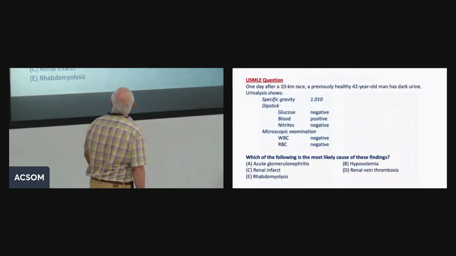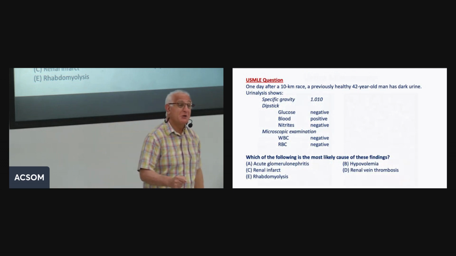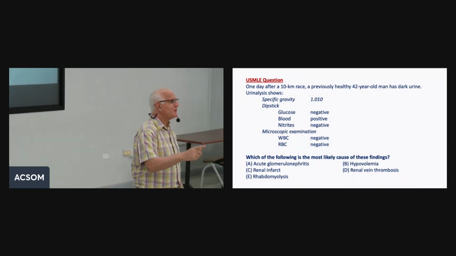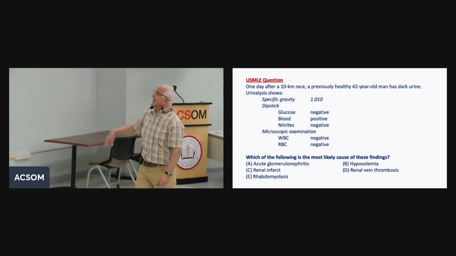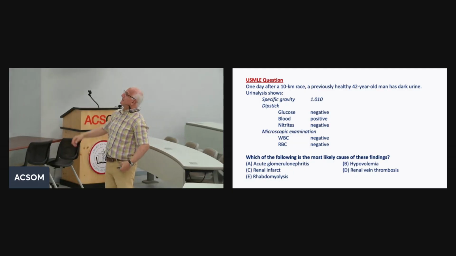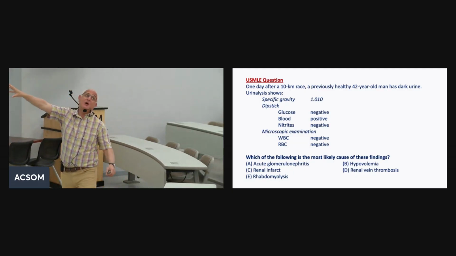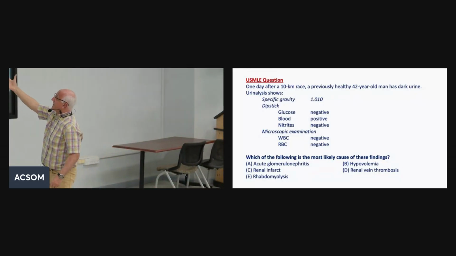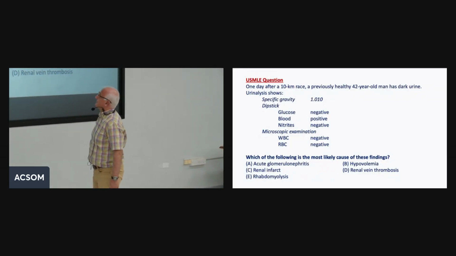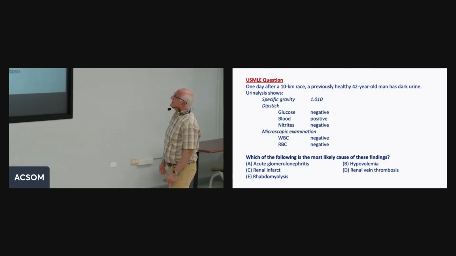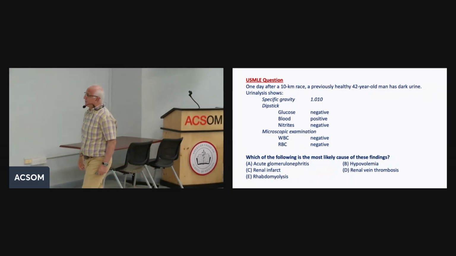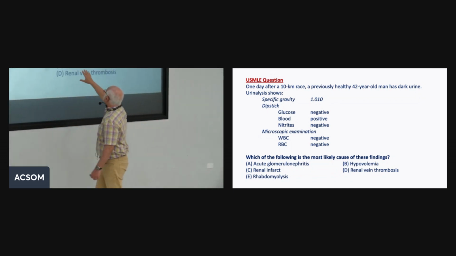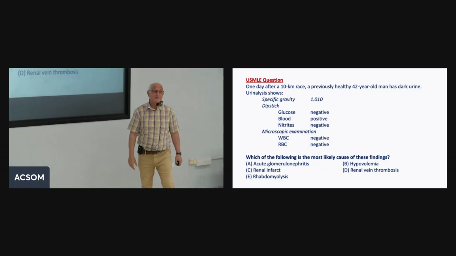Okay. Do you want to do a USMLE question, which is really fun? It's really fun, this one. I don't know if I gave you the answer, by the way. Anyways, one day after a 10-kilometer race, a previously healthy 42-year-old man comes with dark urine. Okay. Urine analysis is this. Dipstick shows this. Then, because it is abnormal, I go to microscopic examination. Which of the following is the most likely cause of this finding? Acute glomerulonephritis or glomerulopathy, renal infarct, rhabdomyolysis, hypovolemia, renal vein thrombosis.